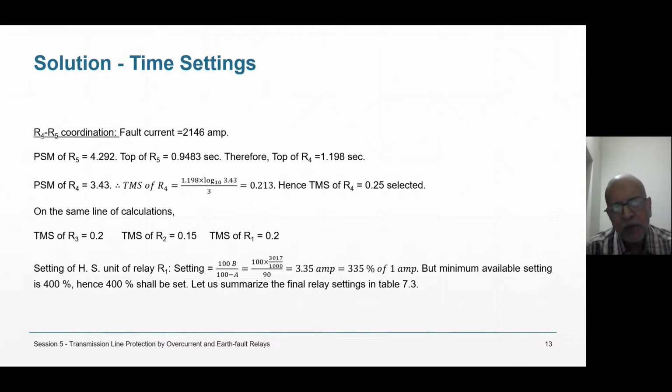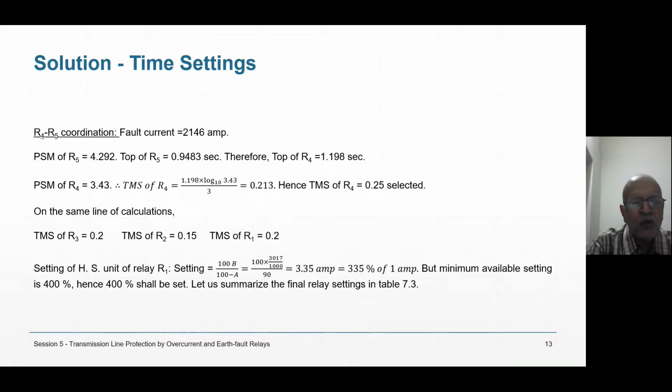Time of operation is 3 upon log 10 PSM, which if you calculate is 0.9483. The operating time of R4 is 1.198. You know the time but you do not know the TMS, and TMS can be calculated as 0.25. In the same way, TMS of R3 is 0.2, R2 is 0.15, and R1 is 0.2. You can repeat this and do the example for yourself.